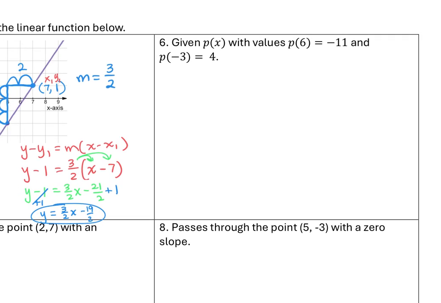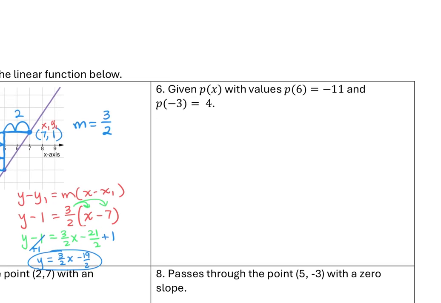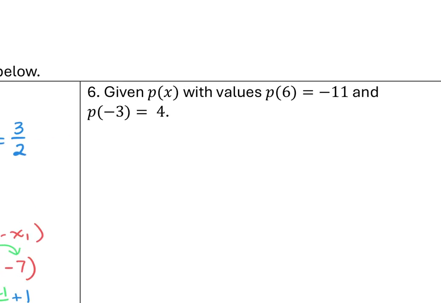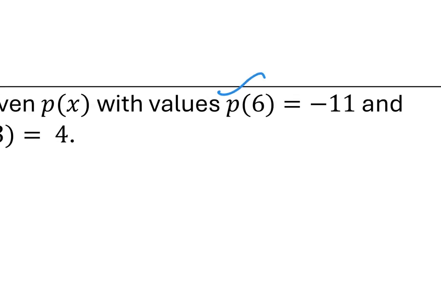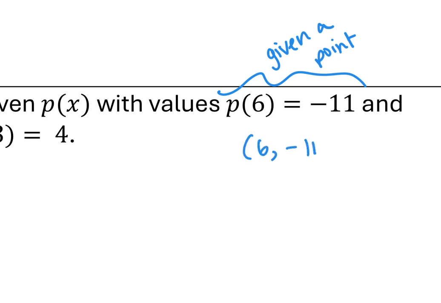Given p of x with the values p of 6 equals negative 11 and p of negative 3 equals 4. So what this is an example of is writing an equation when we're given values in function notation. What we have to remember about function notation is that they're giving us a point, because function notation says if this is the x value, this is the y value. When x was 6, y, the output, was negative 11. So they're giving us the point 6, negative 11.